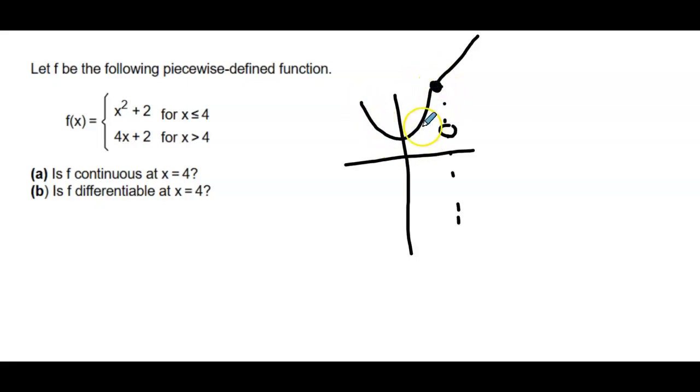The behavior to the left and to the right is different. They're both approaching 18, whether I move from the left or the right side of x equals 4. But we have a parabola to the left and a line on the right. Because the behavior is completely different on either side of x equals 4, we can refer to this point specifically as a corner point, and that is a place where a function will not be differentiable. So the answer to this part B is no.